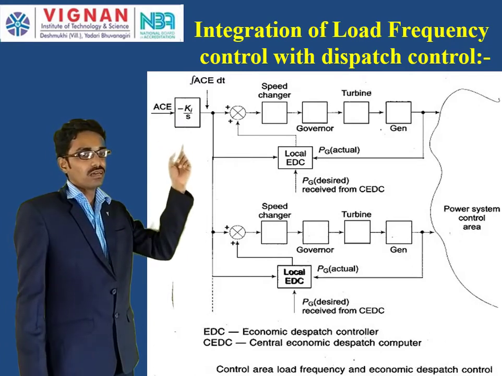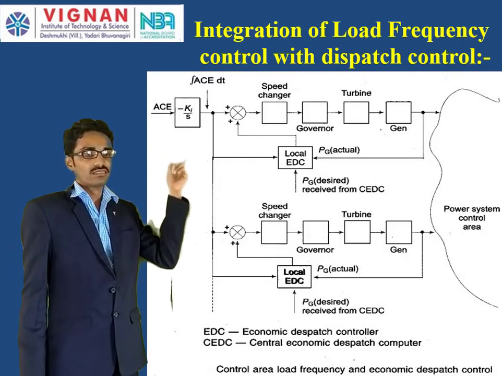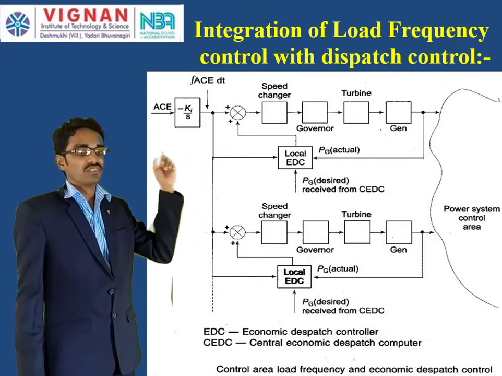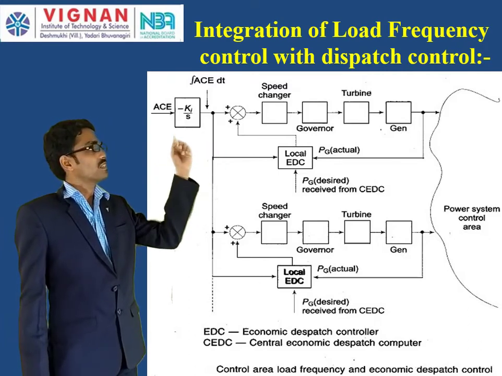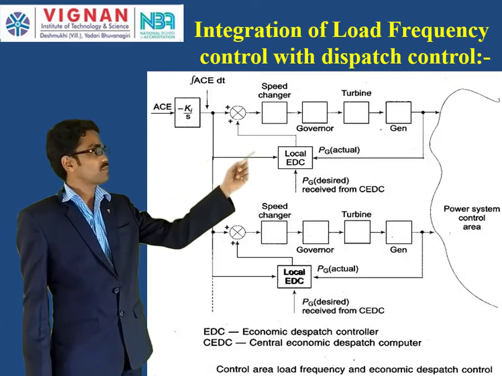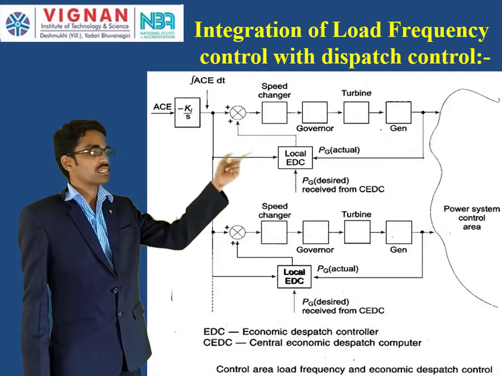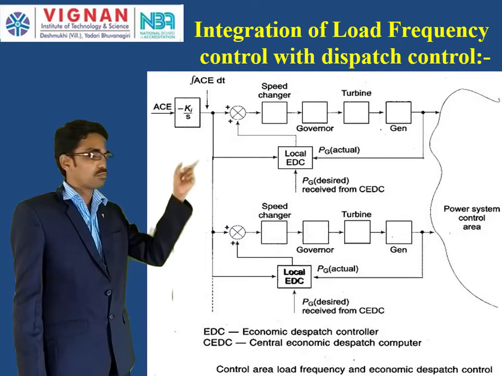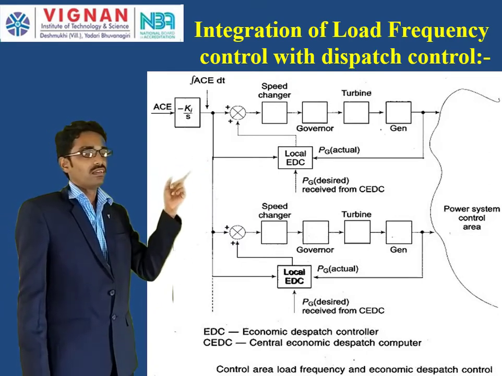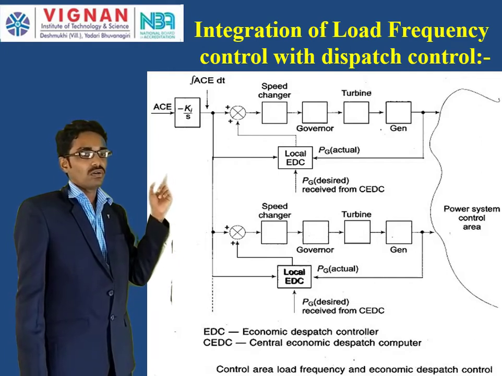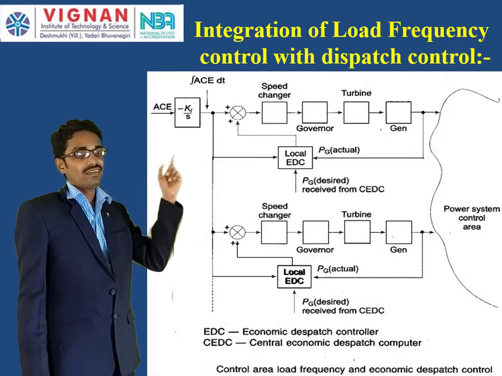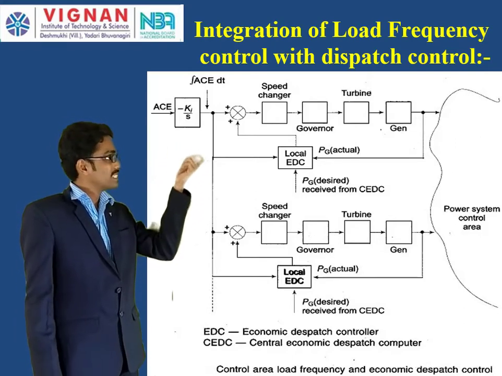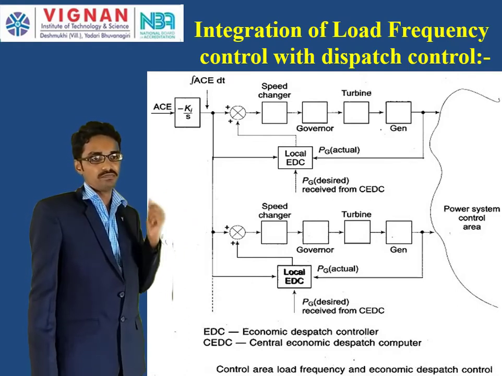Then that gives a signal to the speed changer in order to increase. So the speed changer setting is going to change. Then that speed changer setting changes the speed of the turbine, then the speed of the generator changes, and then the generation increases. When the PG actual and PG reference values are equal, the error signal becomes 0. Then there is no further speed changer setting required when PG actual and PG reference values are the same.